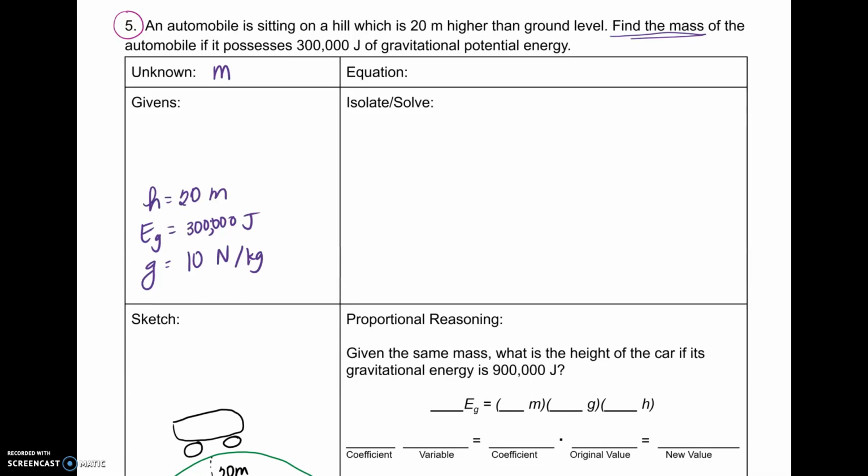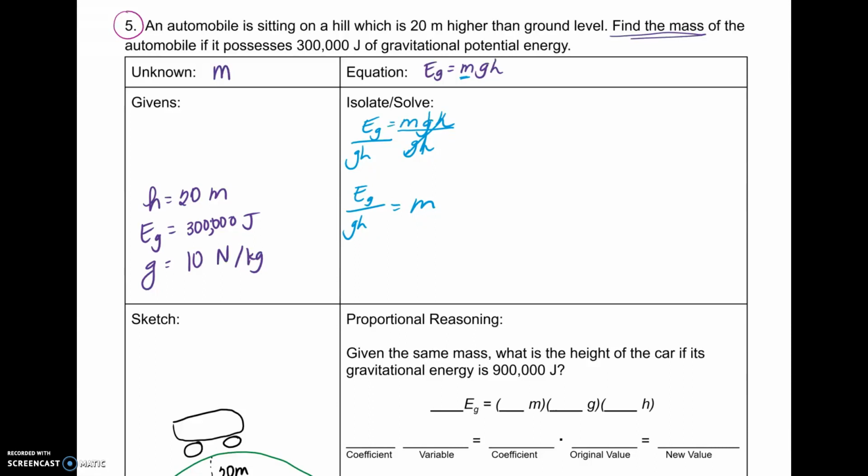Okay, and the equation that uses all of these would be EG is equal to mass times gravity times height. We're going to go ahead and isolate and solve because we're looking for mass, which is not by itself. So we have EG is equal to mass times gravitational field strength times height. And since we have G times H, which all multiplies to M, we can divide G and H together. We don't have to do it one at a time. All right, and so we have the gravitational potential energy over G times H is going to give us mass.